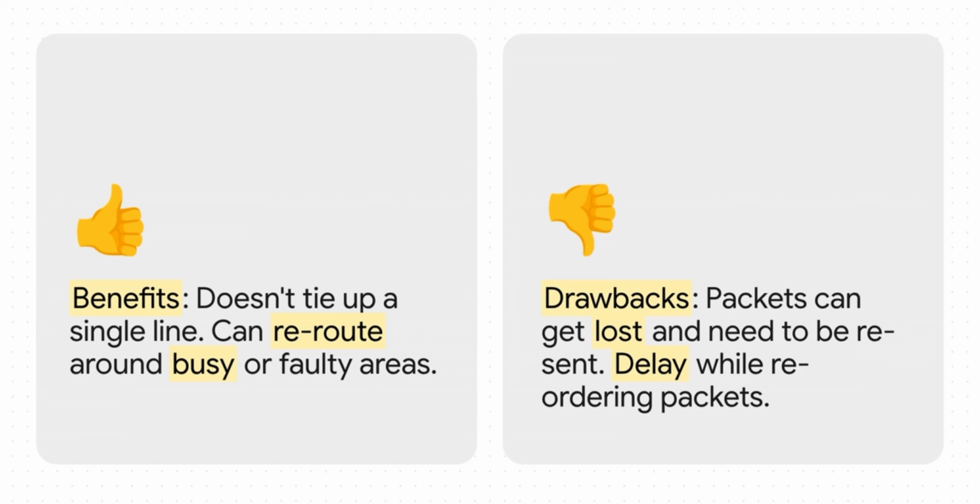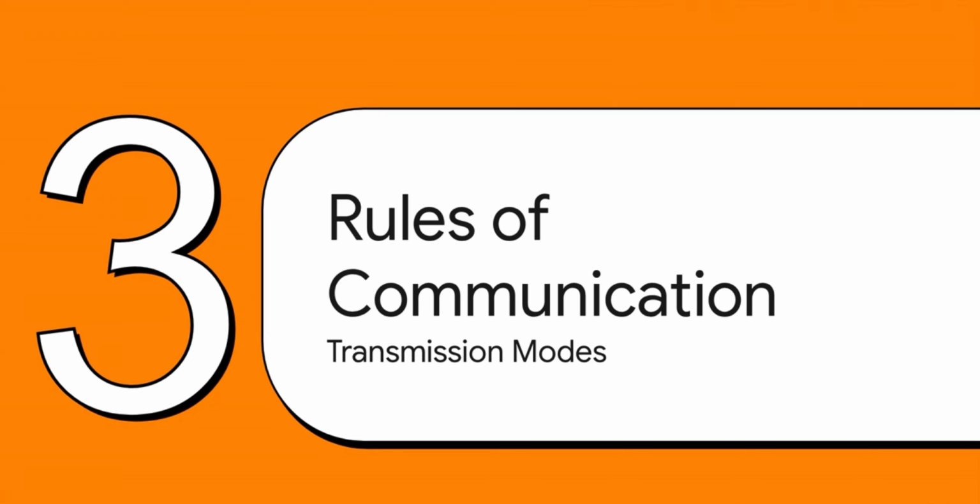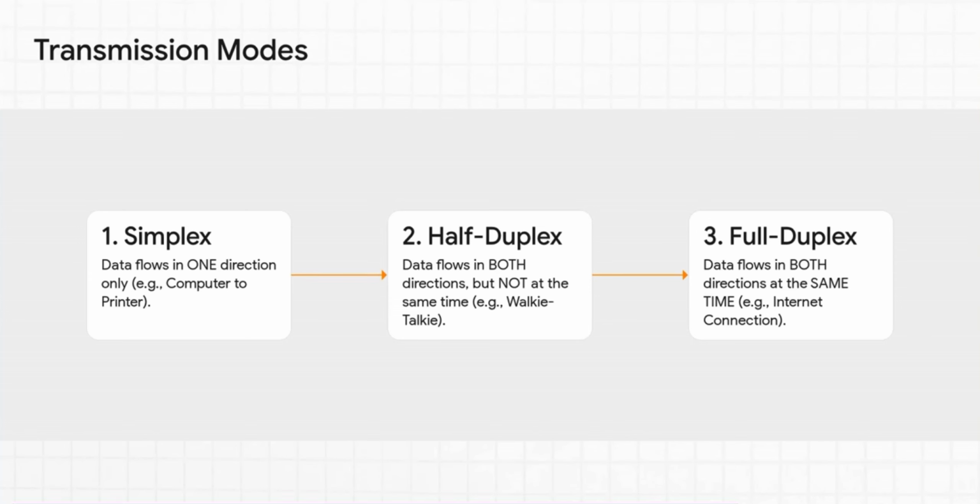The only tiny drawback? That little delay at the end while the destination computer uses those sequence numbers we talked about to put everything back in the right order. Okay, so for all of this sending and receiving and re-requesting of packets to actually work, computers need to follow some basic rules of the road for how they talk to each other. And there are basically 3 main modes.